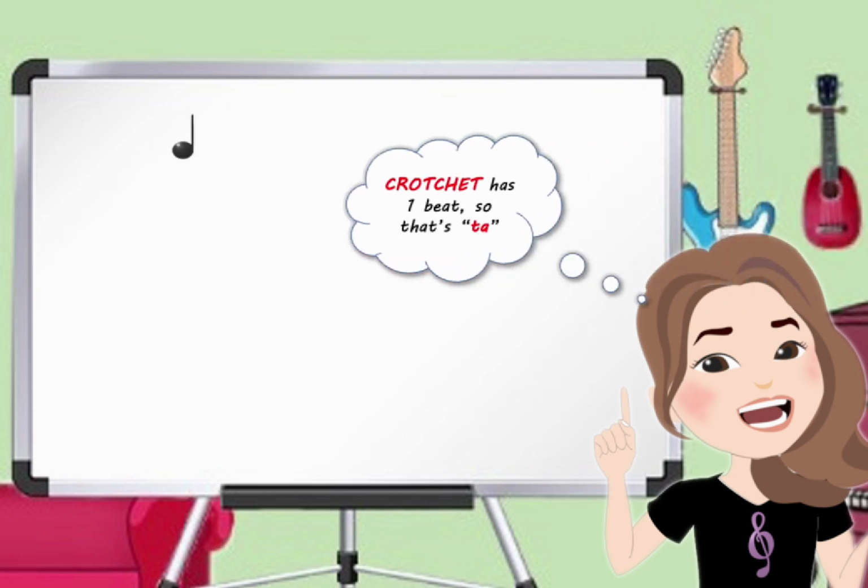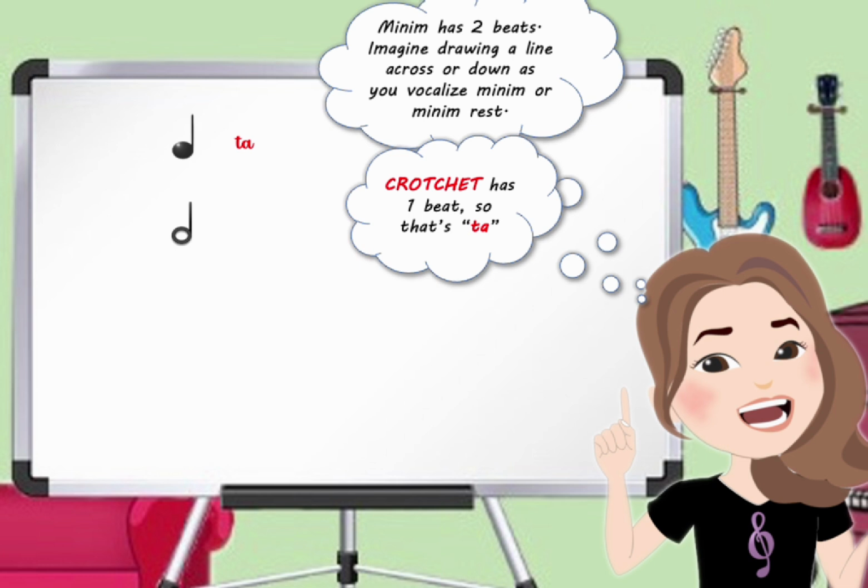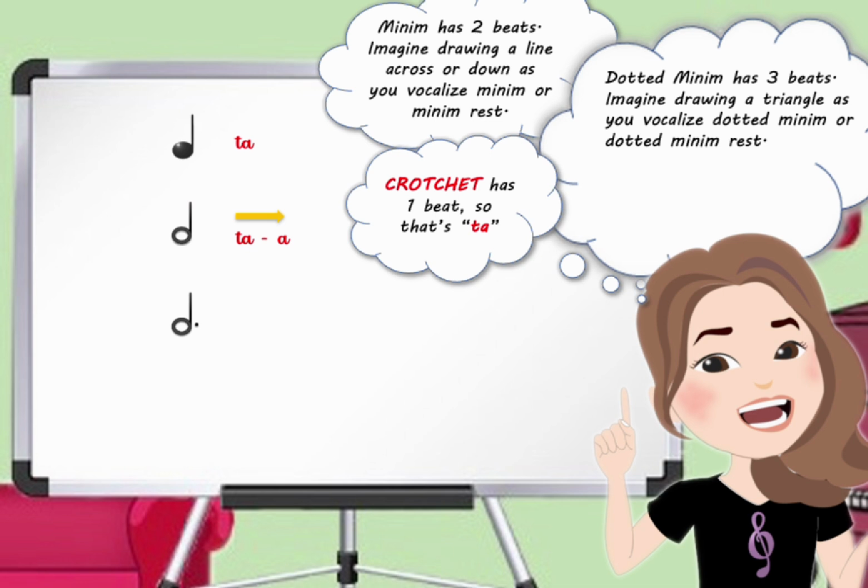Crotchet has 1 beat, so that's ta. Minim has 2 beats. Imagine drawing a line across or down as you vocalize minim or minim rest. Ta, ah. Dotted minim has 3 beats. Imagine drawing a triangle as you vocalize dotted minim or dotted minim rest. Ta, ah, ah.